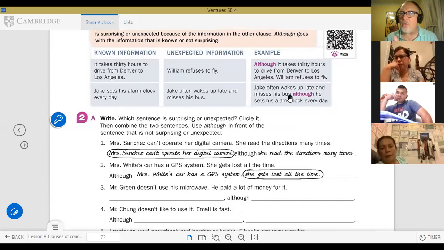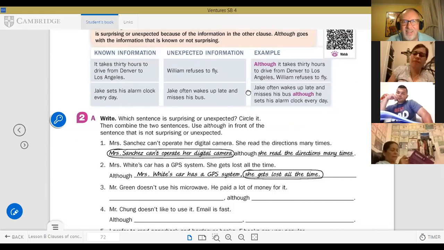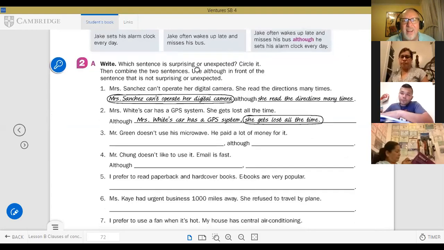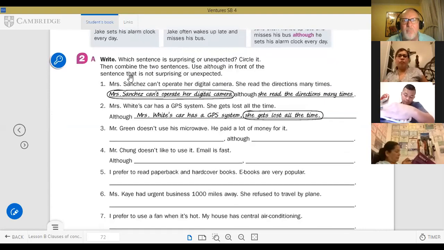With although, even though, despite, in spite of, there are two possible positions, right? In the middle, or in the beginning. Okay, so what does it say here? It says, write the sentences. Which part is surprising? All right, and then use although in front of the part that's not surprising.